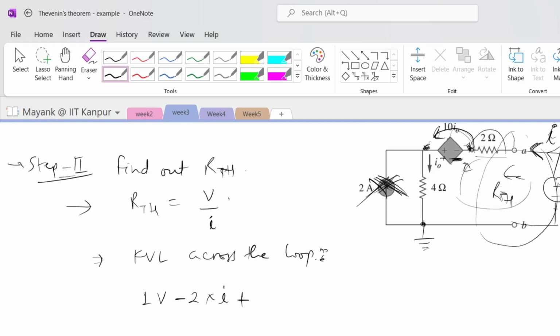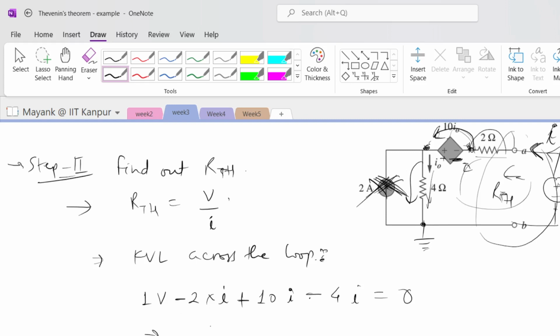And what is that potential increase given by? It is equal to 10 times I naught, right? And what is I naught equal to? I naught is equal to I. So I will just say this is I, minus 10 times I. And again, going from here to here, I see that the current is flowing in this direction, and this current is going to create a voltage drop across this 4 ohms. So this will again be minus 4 times I. This is equal to 0, right?